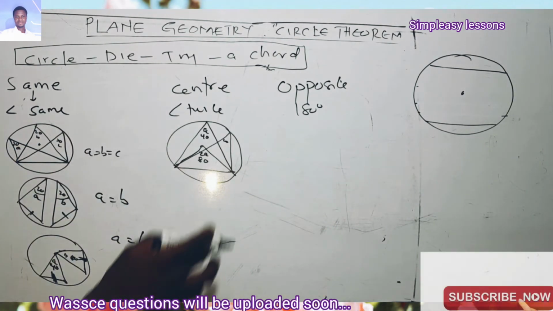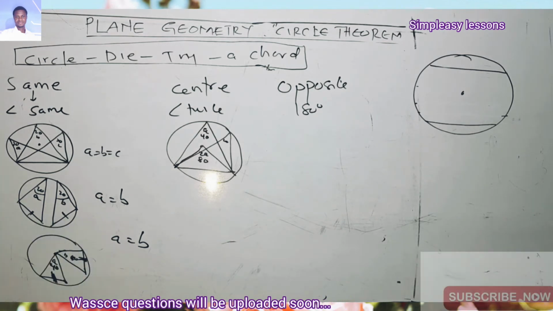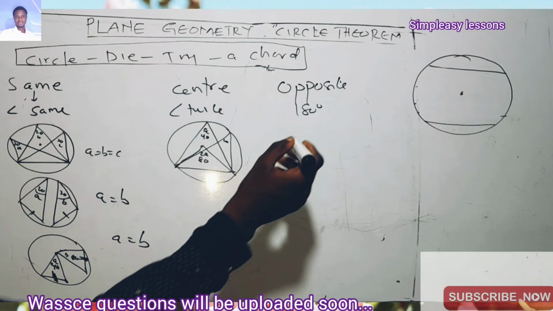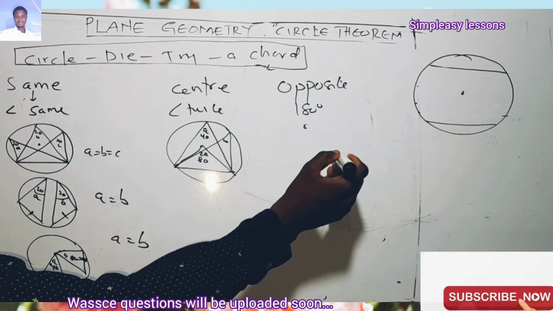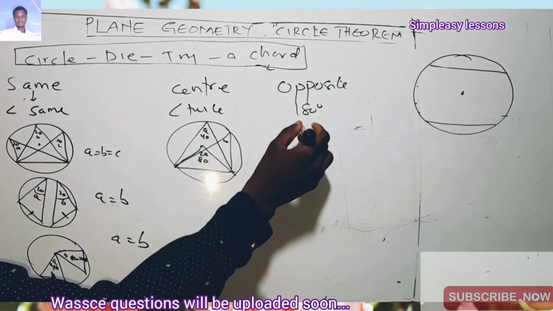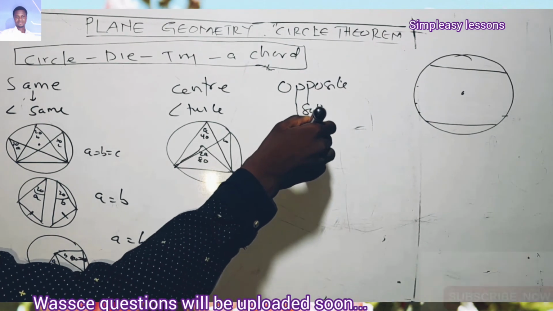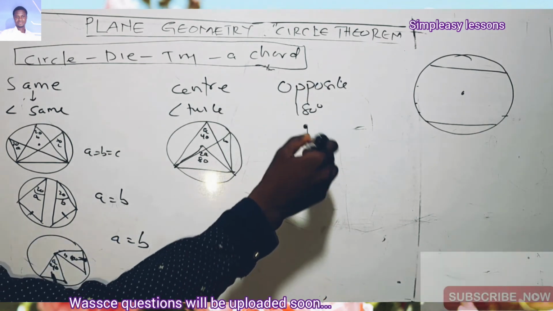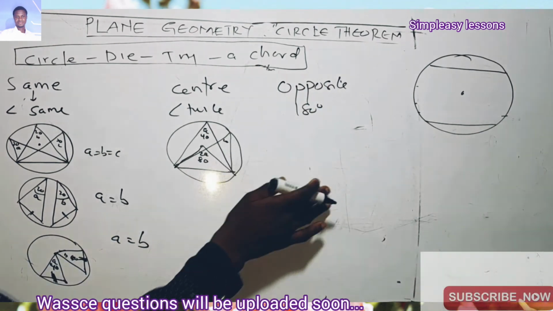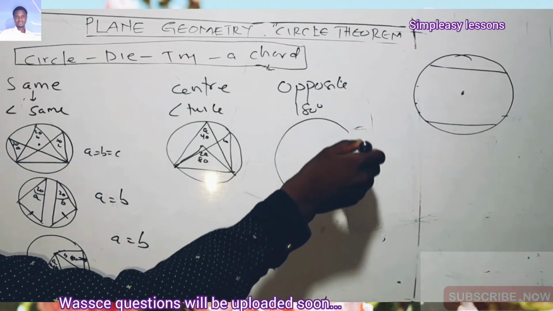Now the last one under the chord is the opposite. Remember, opposite is 180 degrees. When we say opposite, somebody is standing here and you are standing at the other end, or somebody is standing here and you are standing here. That is opposite, right? So remember a straight line to join the opposite is going to give 180. Good. So with this particular one, what we have to know is that, now look at this.